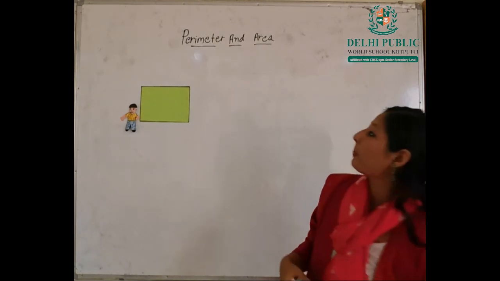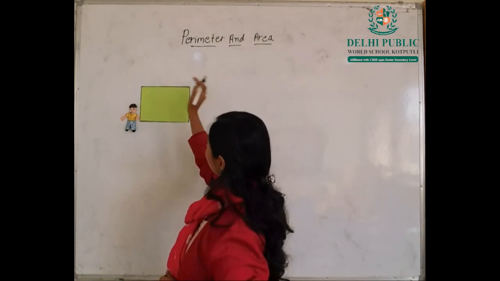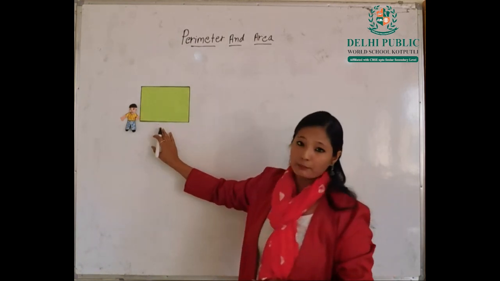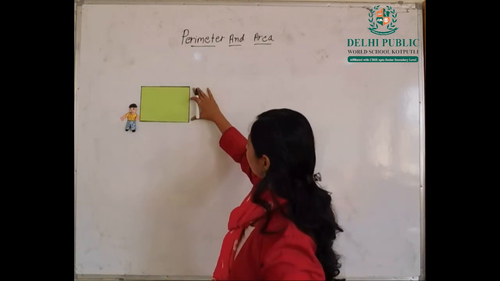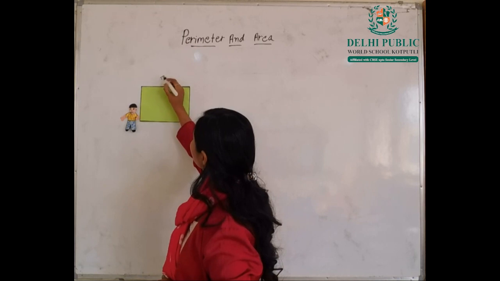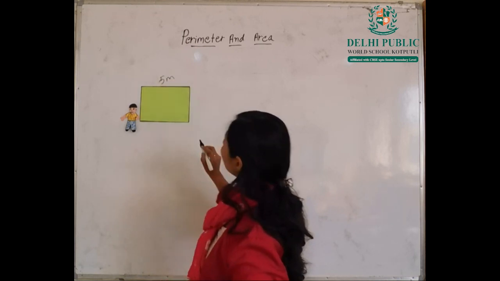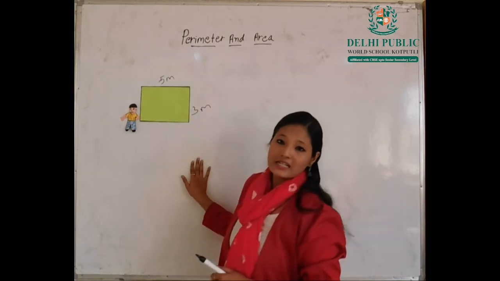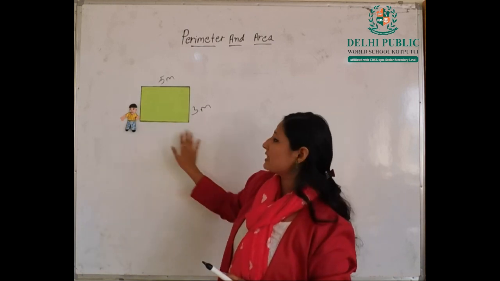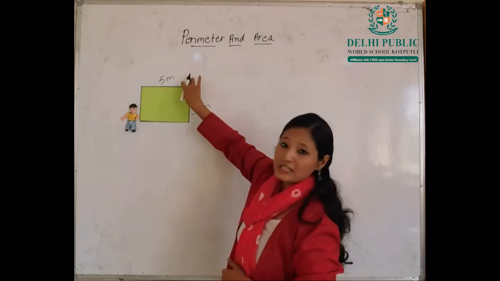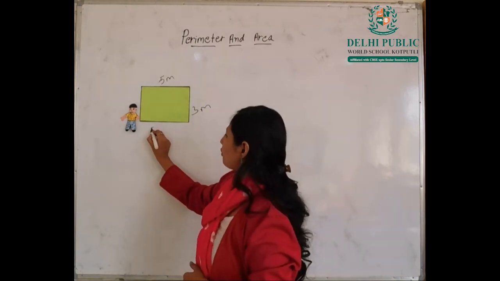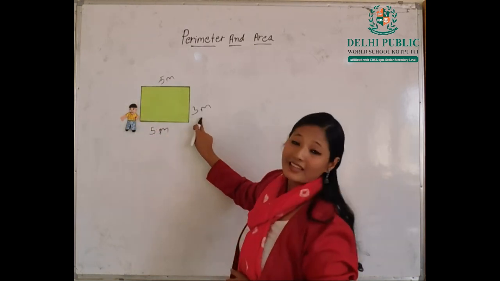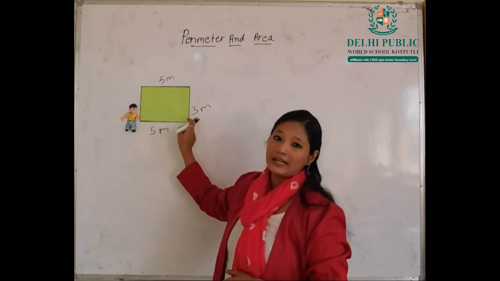So suppose this is a rectangular shape. The field is in rectangular shape. So let's suppose that the length of Raghu's field is 5 meters and the breadth is 3 meters. Now the field is in rectangular shape. So in a rectangle opposite sides are equal. So if the length is 5 meters, then this edge is also going to be 5 meters and this edge is going to be 3 meters because this edge is 3 meters. So opposite sides are equal in a rectangle.